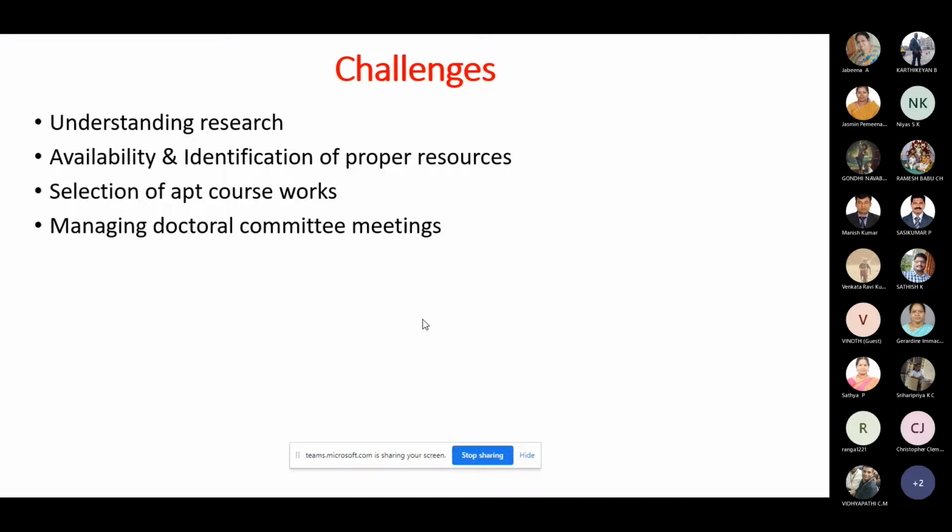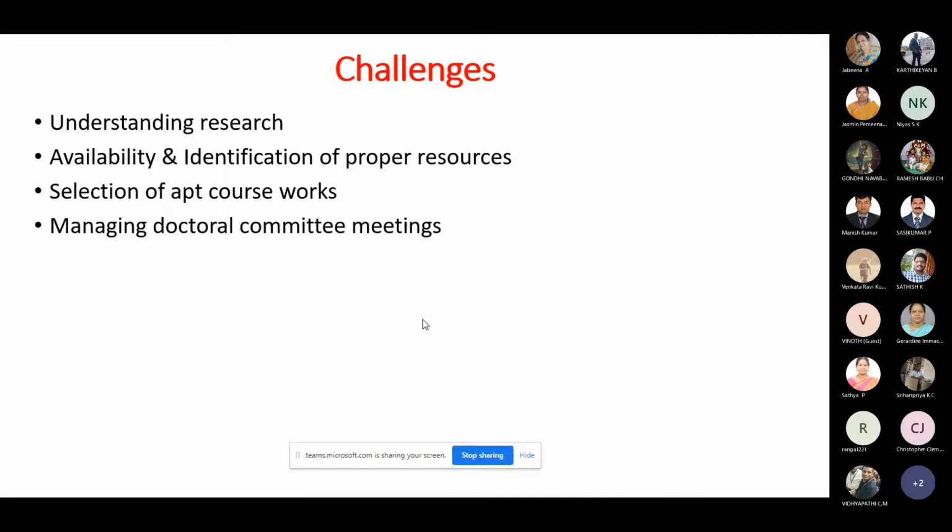Managing doctoral committee meetings. Of course, we have a practice of conducting doctoral committee meetings. In most cases it is happening after making a publication or after making some small progress, right? It's going to be a progress review meeting. It's a progress review and progress encouragement meeting. It's not going to be review alone. It's not going to be a critic alone. But what kind of encouragement you can obtain from the doctoral committee meetings is what is really important.